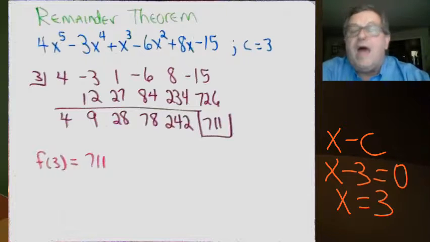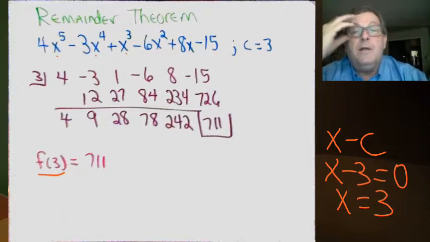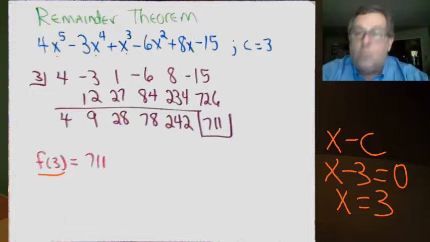If we divide the polynomial by 3 synthetically and get a remainder, that remainder is in fact the same as the value of f of 3. So in other words, if I substituted a 3 for each of these x's in this polynomial equation and calculated it, that calculation would equal the remainder from dividing that polynomial by 3.